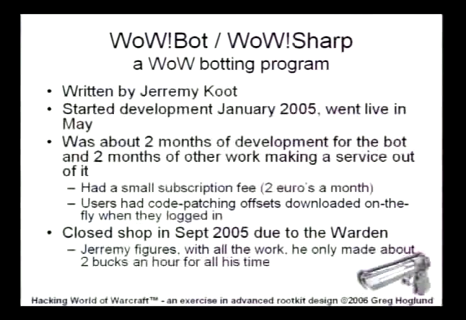It was very, very cheap. It's like $2 a month to use it. And the way it would work is you'd log in and you get your offsets for the various things in the wow.exe client downloaded from his server on the fly. By September, he was dead in the water. And Jeremy did a little calculation and figured for all the work he spent, he probably made about $2 an hour for the whole thing.